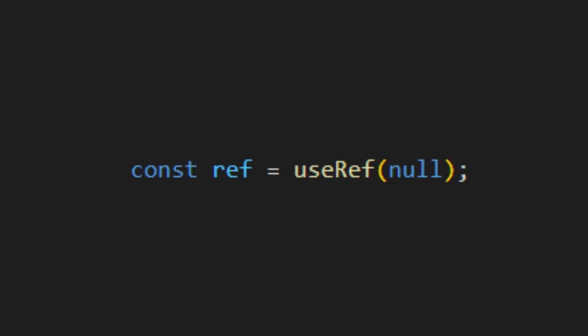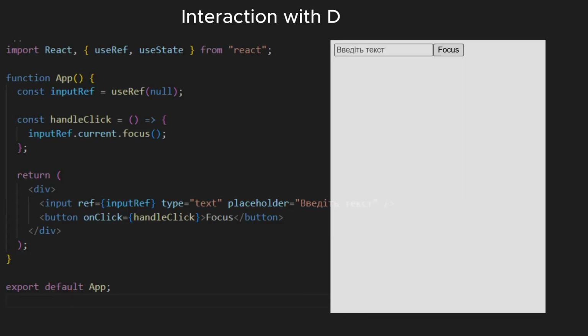useRef is a hook that returns an object with a .current property. This object persists across renders, but changing it doesn't trigger a re-render, unlike state. This hook is often used to interact with DOM elements. Here we create an input ref and attach it to an input via the ref attribute. Clicking the button calls focus on .current, putting the cursor in the input.